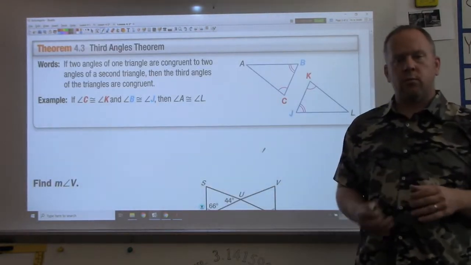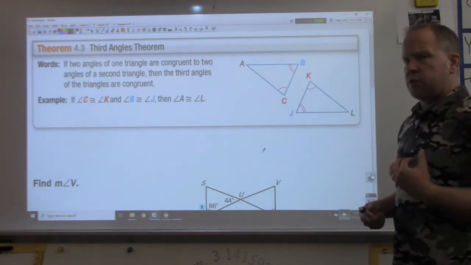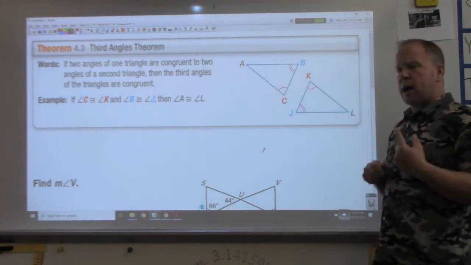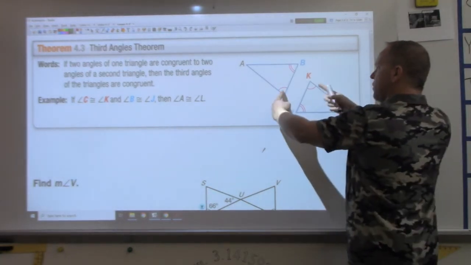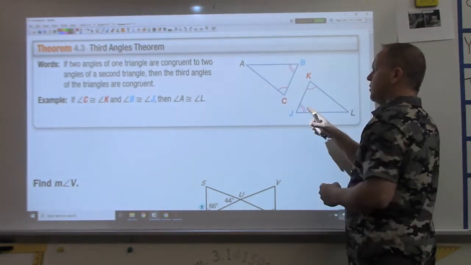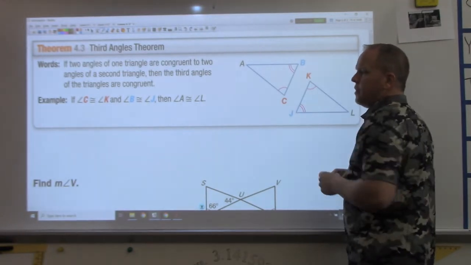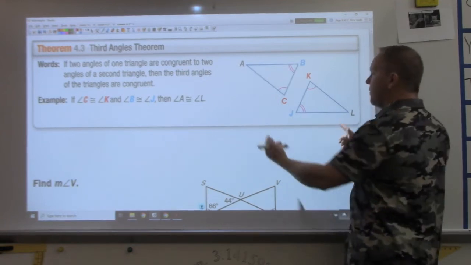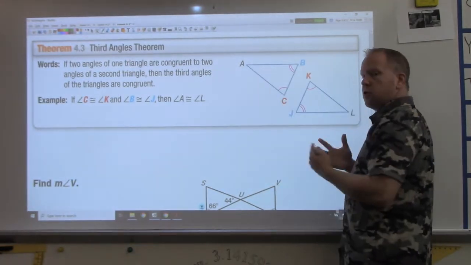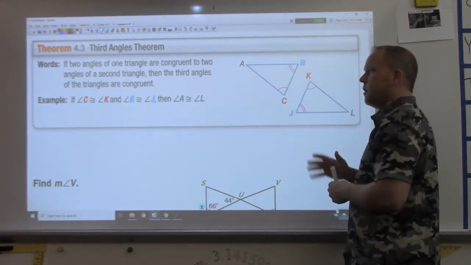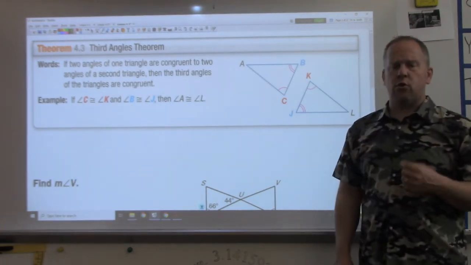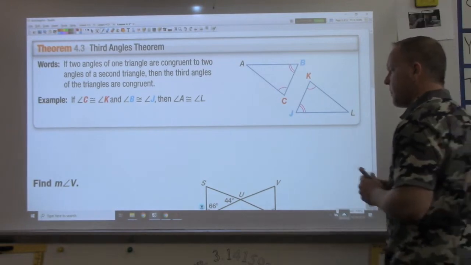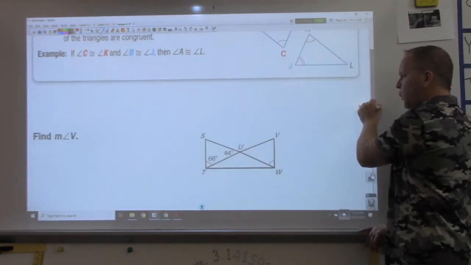Now, triangles. We've already discussed that all the angles of a triangle inside add to 180. This here says if I have two triangles, and angle C and angle K are congruent, and angle B and angle J are congruent, the third angles theorem says, well then that means the third angles also have to be congruent, even if they're not marked. Because all triangles add to 180. Okay? So third angles theorem. If two angles are congruent to two angles of another triangle, the third angles have to be congruent. Let's put that to practice right here.